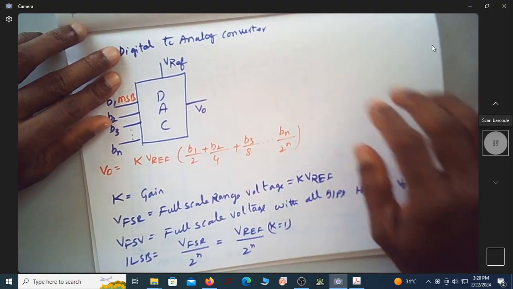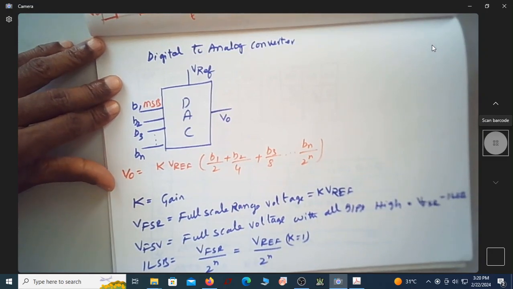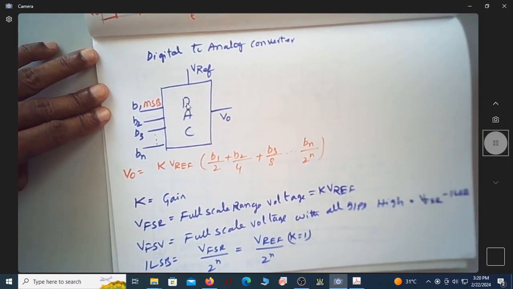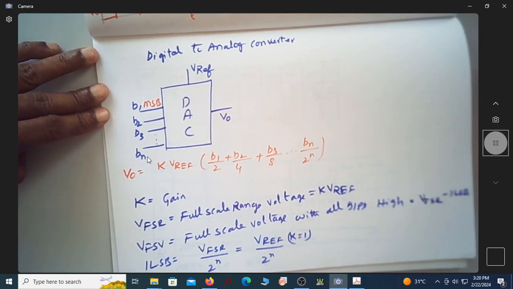Hi students. So in this video we'll see digital to analog converter. So this is a simple block diagram of a DAC having n number of inputs. So these are all digital inputs. So there is a reference voltage and there is an analog output.